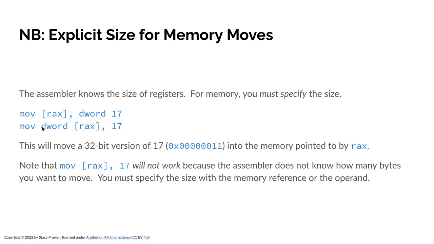So I could say, I want to put the value 17 into the double word pointed to by RAX. Or I could say, I want to put the double word 17 into memory at location RAX. Either one of those will result in a 32-bit version of 17. Looks like that. No, it does not look like that. That is not right. Ignore that terrible wrong binary.